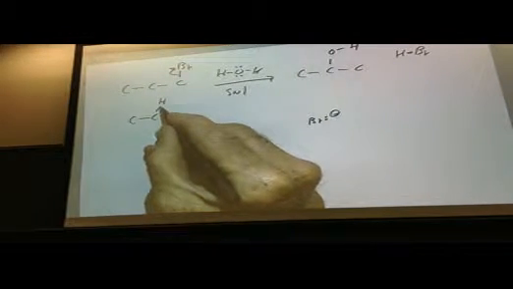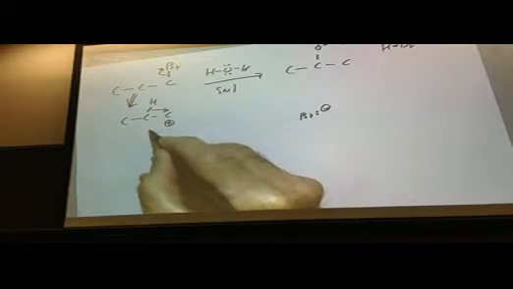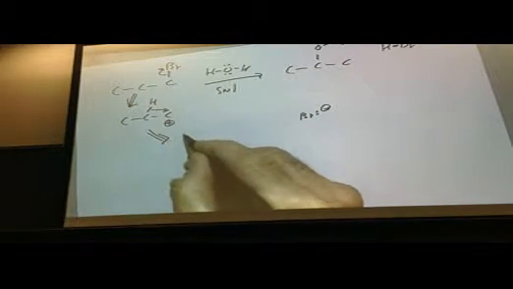If you can rearrange it to form a more stable carbocation, it will do so. So this hydrogen will slide over. This is the first step. This will be the second step. That hydrogen slid over. So that's carbocation rearrangement.